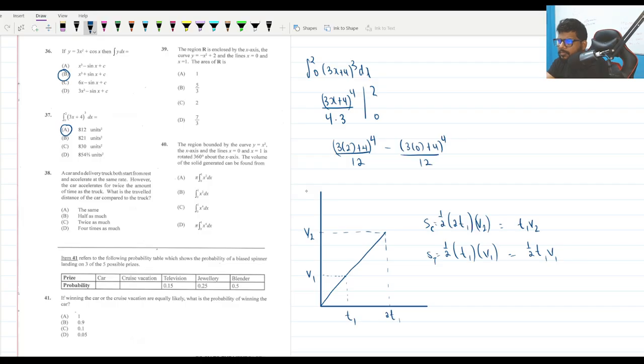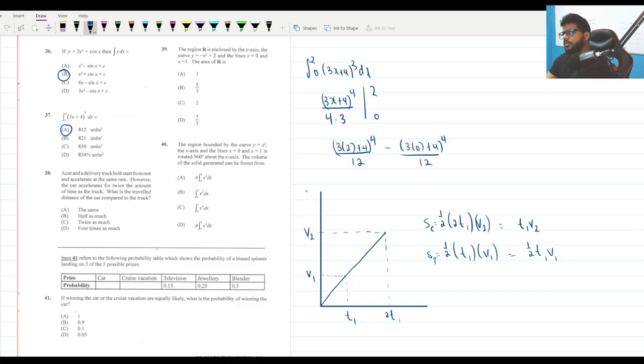What is the travel distance of the car compared to the truck? So to me, the car looking like it covered more distance. But how much more distance did the car travel? Interesting question. What is the distance of the car compared to the truck? Car and a delivery truck both start from rest and accelerate at the same rate. However, the car accelerates for twice the amount of time as the truck.